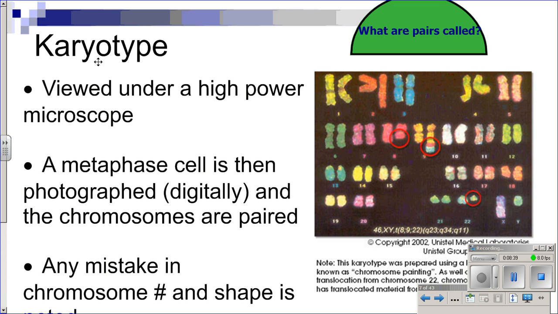So what they do is they look at a karyotype to determine some sort of illness or disease that you have based on the shape and number of your chromosomes. They don't dig in there and look at the nucleotides to see if you have an A or a T or a C or a G. They look at the shape, size, and the number of your chromosomes. So that's what we're going to be talking about. I just want to point that out before we actually move on.